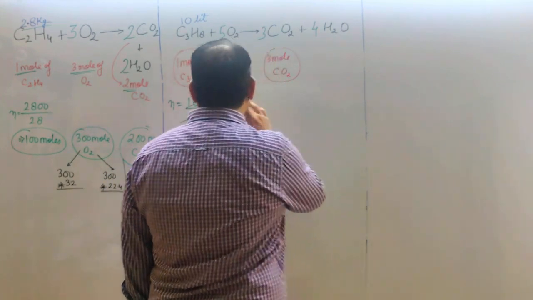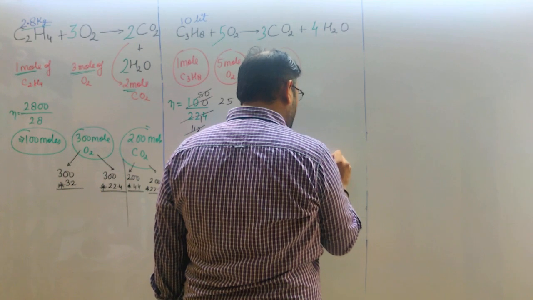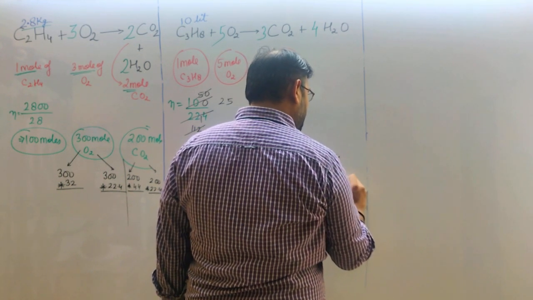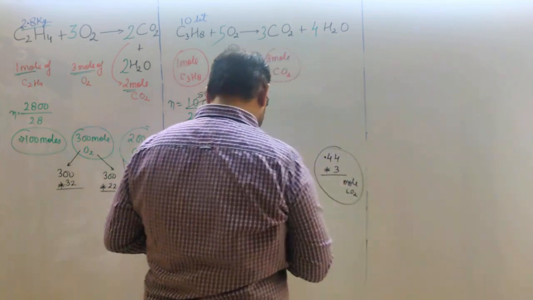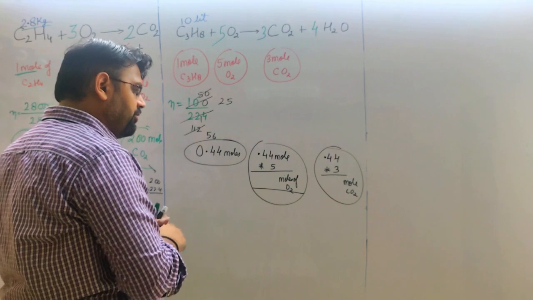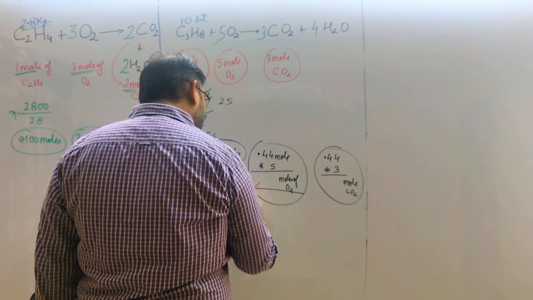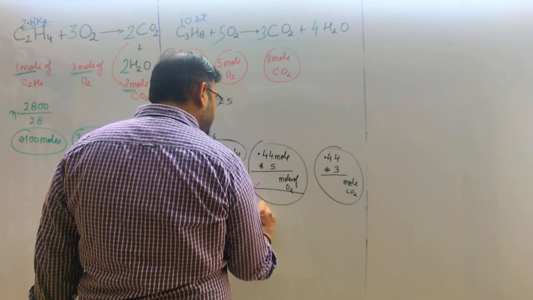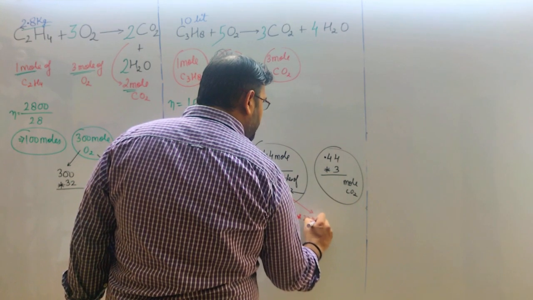So 1 mole gives 3 moles of CO2. Similarly, 0.44 moles will give you 0.44 into 3 moles of CO2 produced. Whatever the moles are, you can find the mass by multiplying by 32 grams for oxygen, and for volume multiply by 22.4 liters.